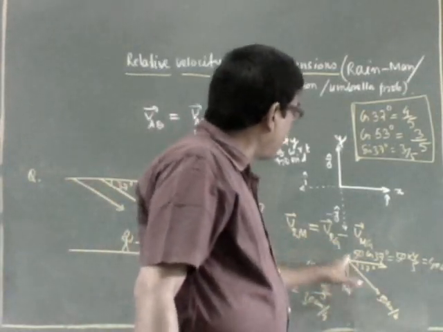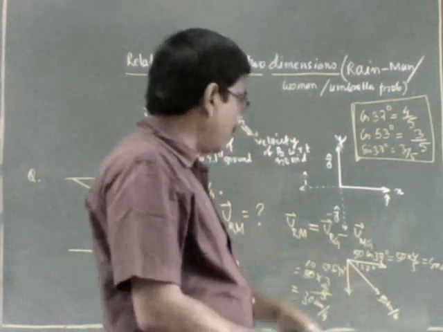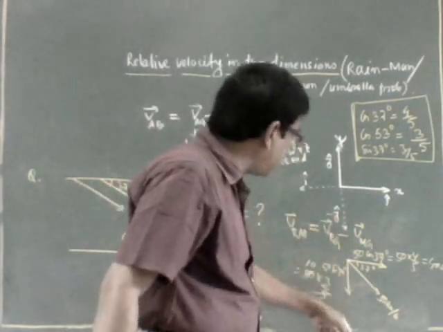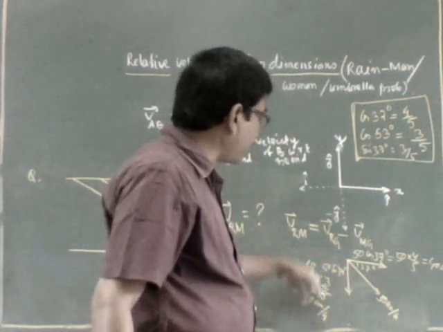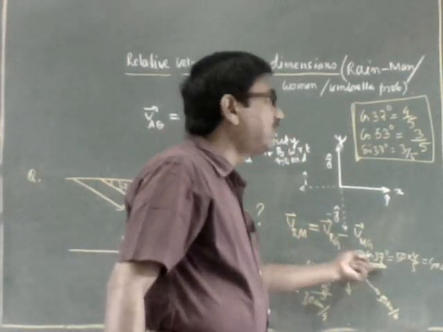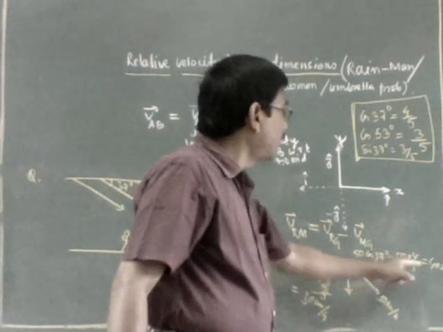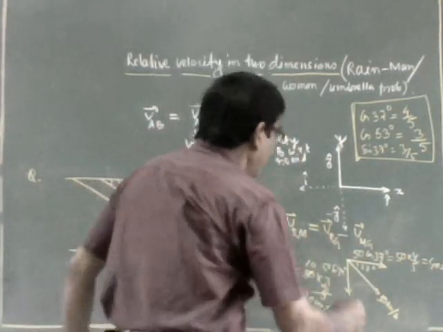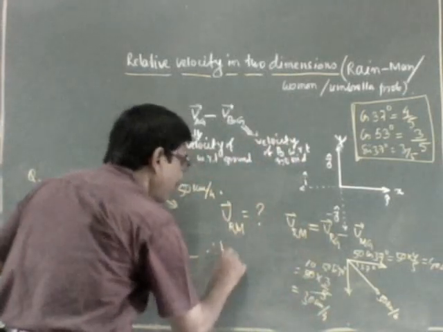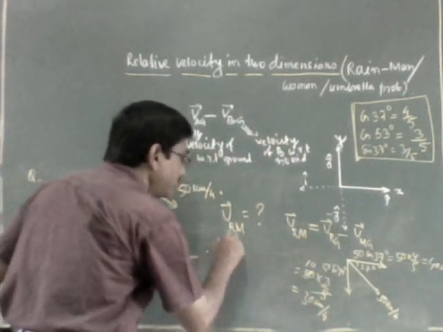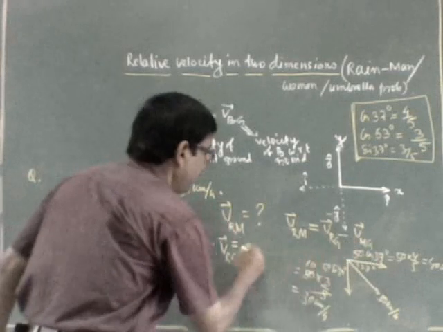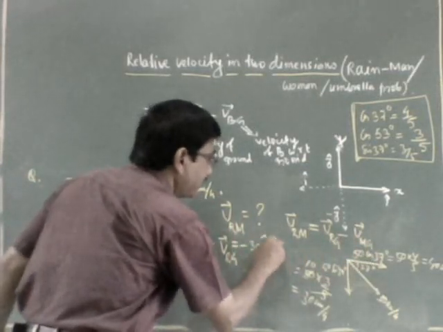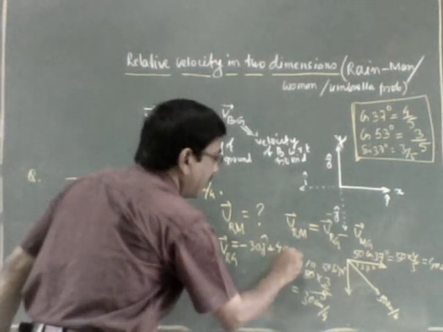VRG, you have taken two components. Then what will be VRG? This is directed along the negative y direction, so 30 km per hour means minus 30j. This is directed along the positive x-axis, so plus 40i. Therefore VRG is minus 30j plus 40i.